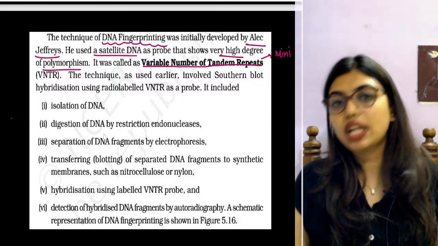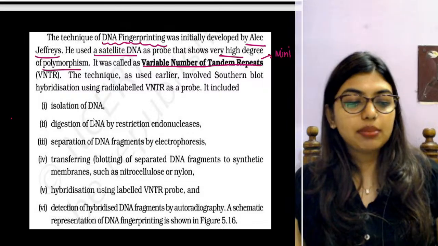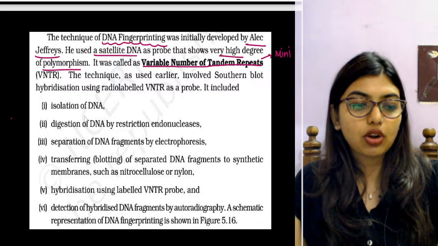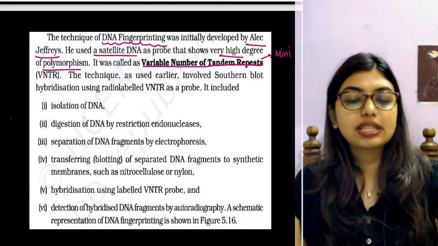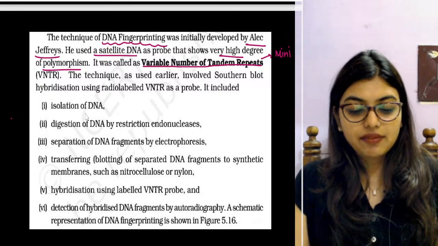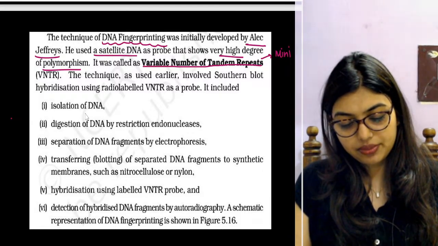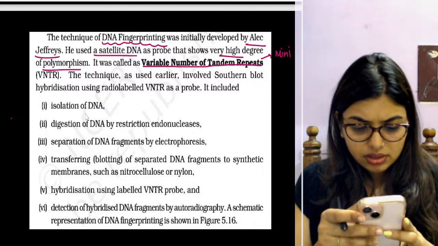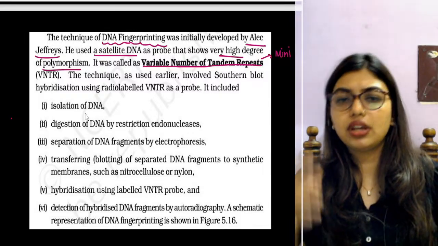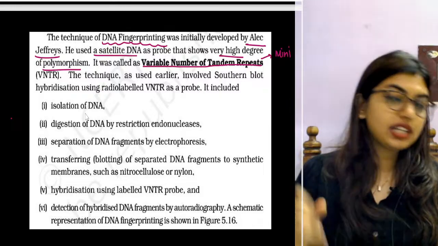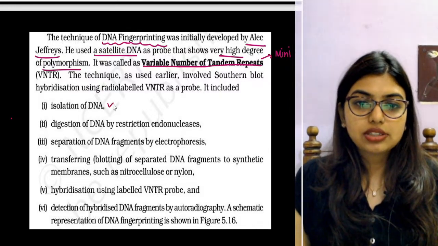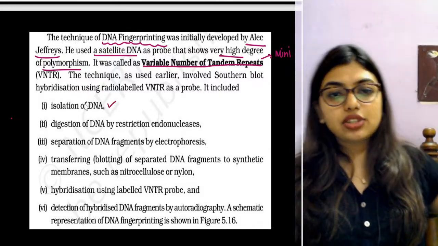Imagine one crime has happened and we got semen or saliva or something that will help identify the DNA. Students, is the video clear? Yes, clear. Okay, when we get something that will identify the DNA, we will do isolation of DNA.